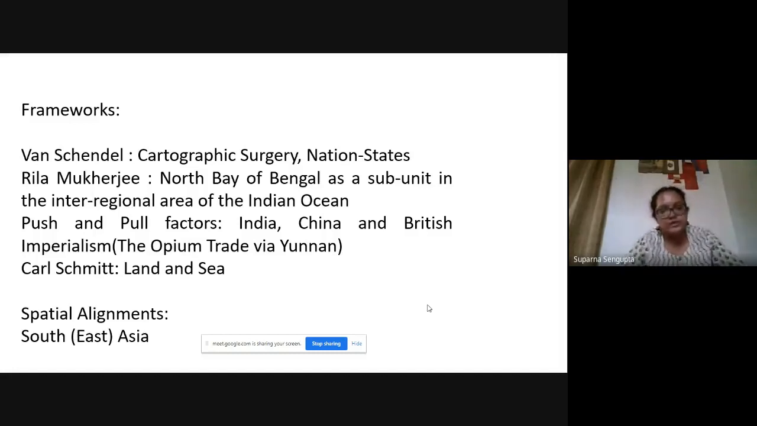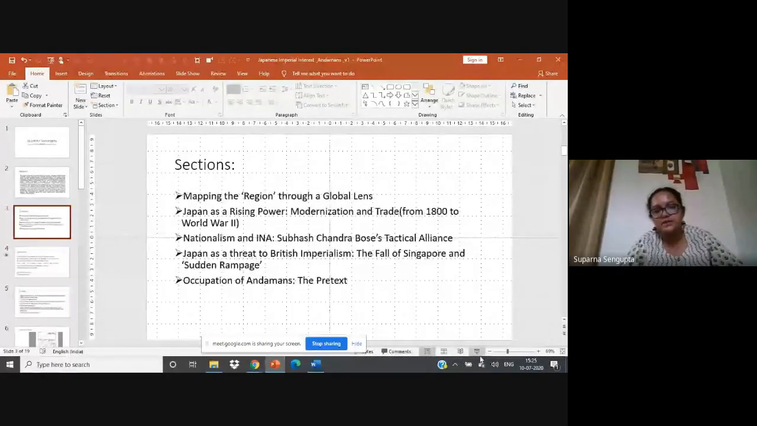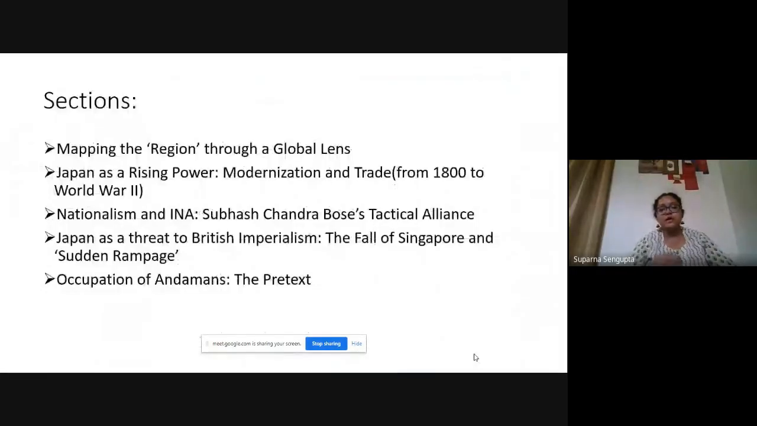Now, to go to the various sections, I would like to begin with Japan as a rising power, modernization and trade from the 19th century to the period of the Second World War. Japan was integrally connected to the trading commercial network encompassing the Indian subcontinent and, in connection with other European maritime powers, along with the Chinese Empire, before the emergence of Britain as the supreme maritime power in the Indian Ocean by the 19th century.